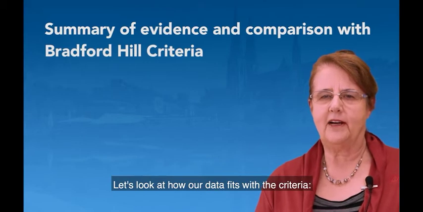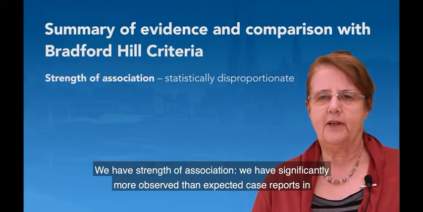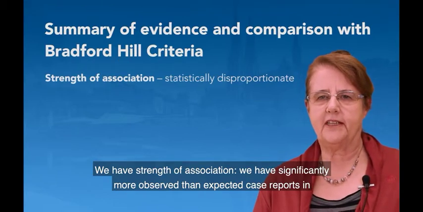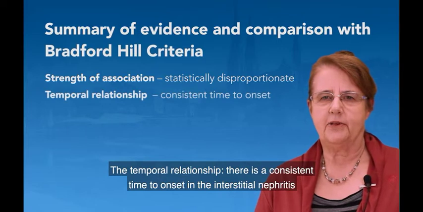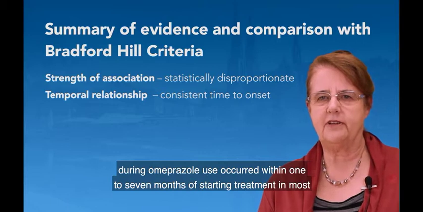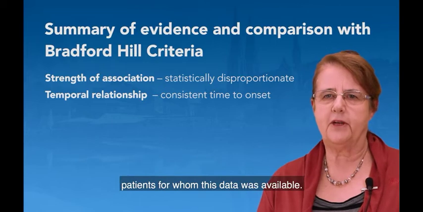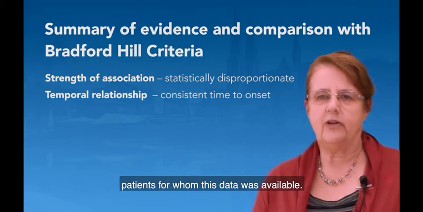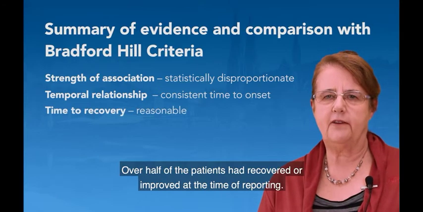Let's look at how our data fits with the criteria. We have strength of association. We have significantly more observed than expected case reports in Vigibase, and that is statistical disproportionality. The temporal relationship. There is a consistent time to onset in that interstitial nephritis during omeprazole use occurred within 1 to 7 months of starting treatment in most patients for whom this data was available. Also, in terms of a temporal relationship, there was a reasonable time to recovery. Over half of the patients had recovered or improved at the time of reporting.